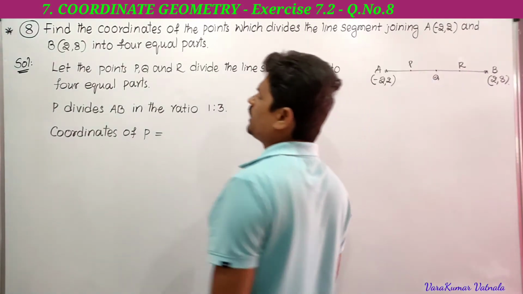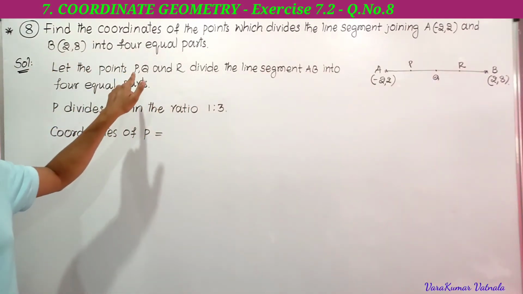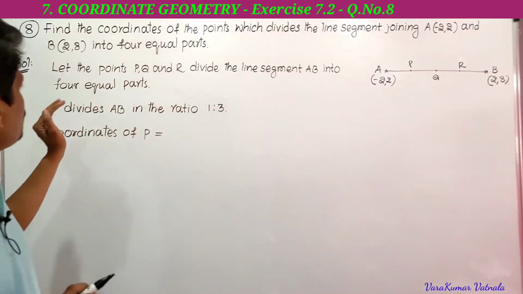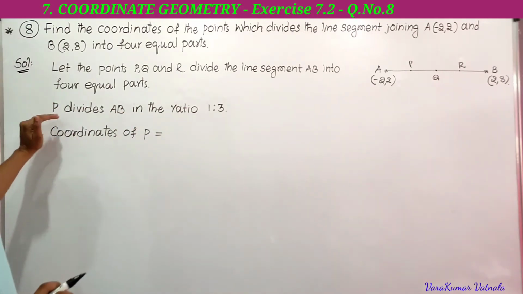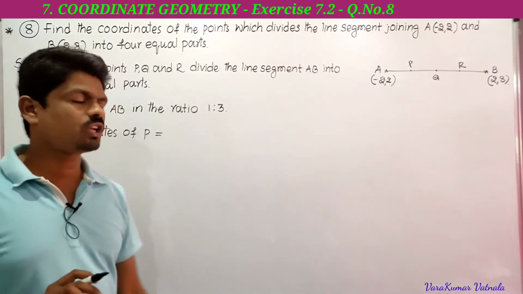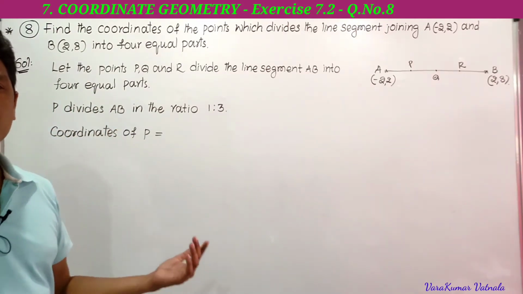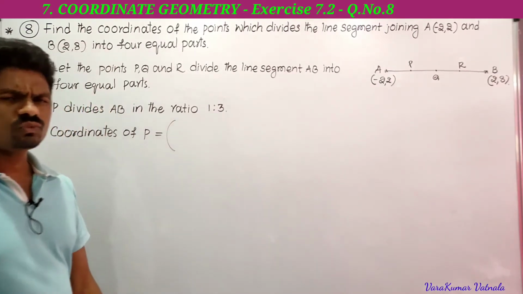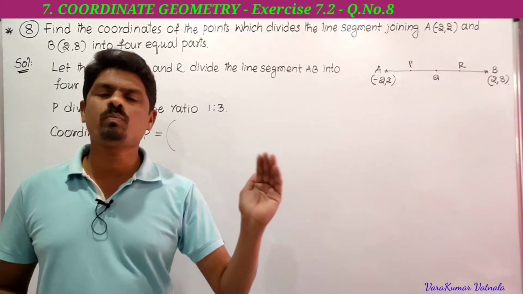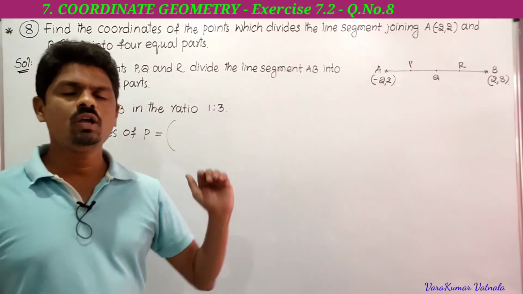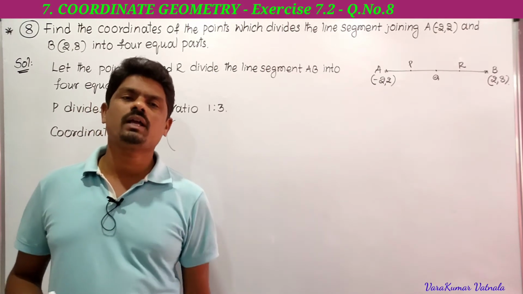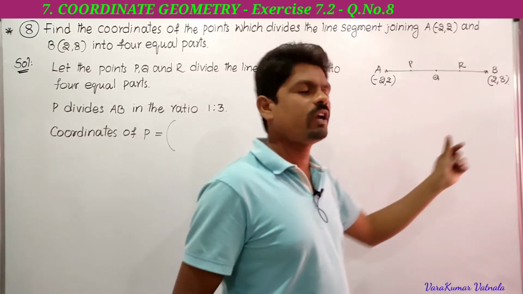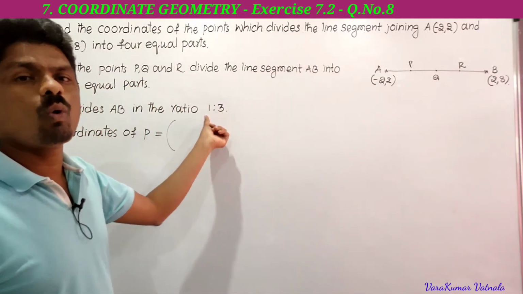So first, let the points P, Q and R divide the line segment AB into 4 equal parts. P divides AB in the ratio 1:3. The coordinates of P equal to. Now by using the section formula we have to find the coordinates of P. What is the section formula? M1x2 plus M2x1 by M1 plus M2, comma M1y2 plus M2y1 by M1 plus M2. Here it is x1 comma y1, x2 comma y2, and M1 to M2 is 1:3.